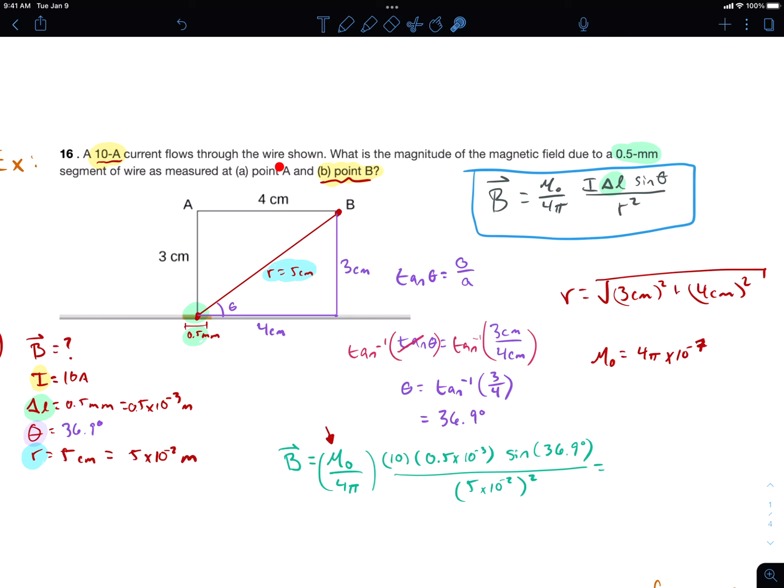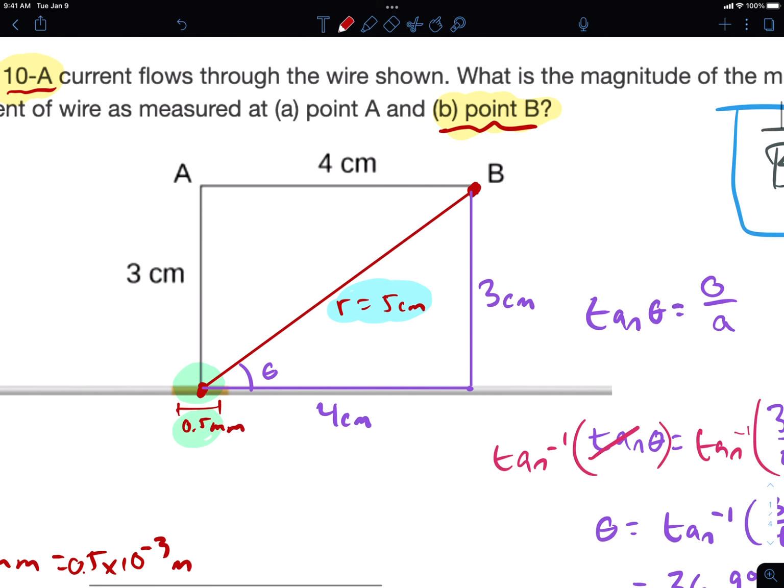Now, part A, as a separate example, would be much simpler. If I wanted to find the magnetic field at this point right here, then the only thing that would change would be the angle. First of all, my angle would be 90 degrees between the wire and part A, okay? So this angle would be 90 degrees. And then, of course, the distance from the wire to part A, you would just need 3 centimeters.